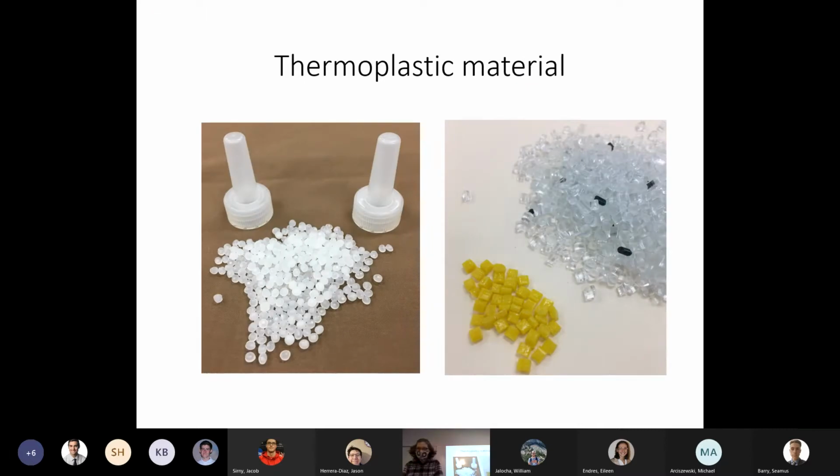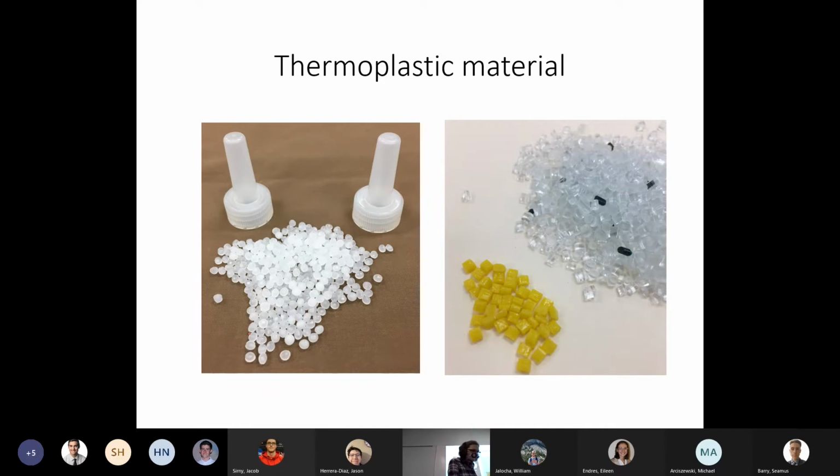Okay, so let's kind of move back to processing. Oftentimes our thermoplastic material is polymerized at the main company, and it's oftentimes sold in granular form. This one looks more spherical on the left. On the right, it looks more like they've been chopped up into little blocks. So this oftentimes is what our starting material is going to look like, and then it becomes the part.